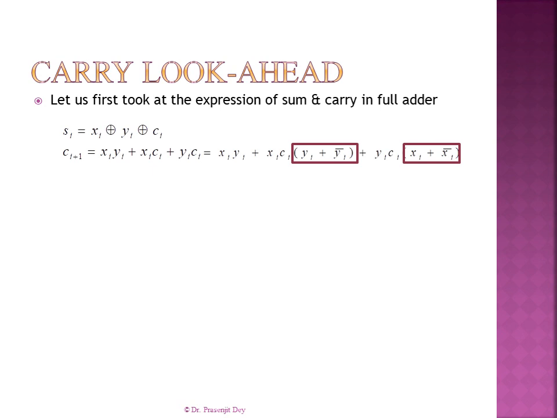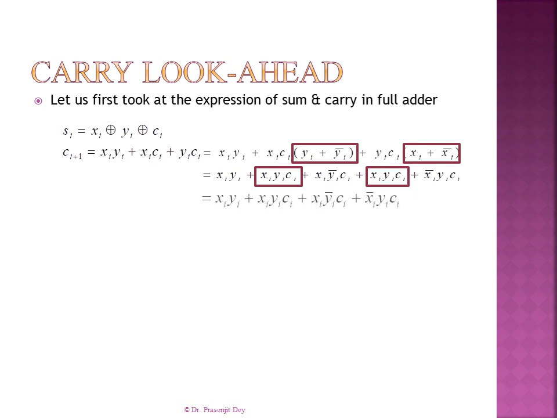Now in Boolean algebra, yi plus yi bar equals 1. Similarly, xi plus xi bar equals 1. And making a dot product with 1 gives us that particular element only. So that is why it is a valid expression in Boolean algebra. Now if we simplify the expression, we will get an expression like this. Now in the second expression, you can see that there are two representations of xi, yi and ci. In Boolean algebra, we can easily omit one of them. So it will simplify the expression like this.